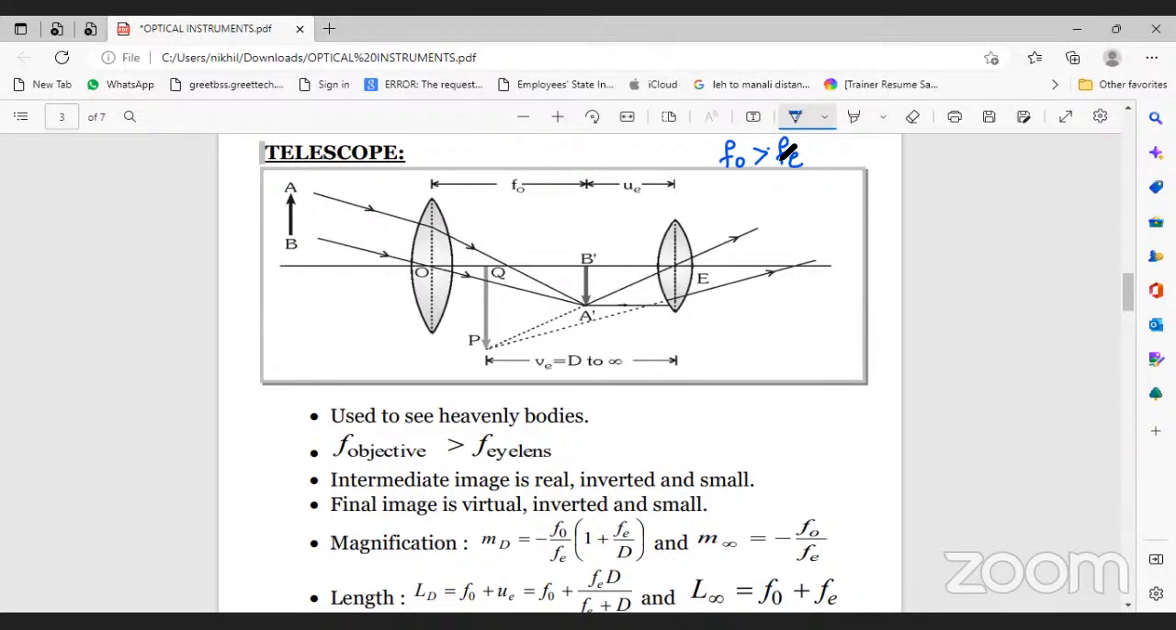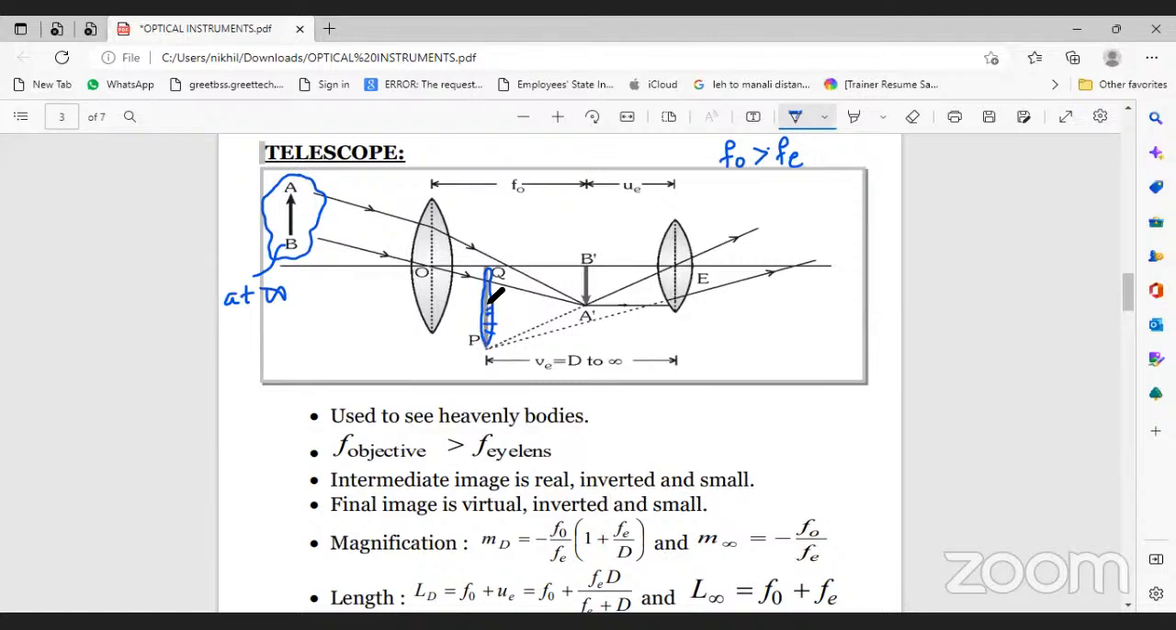So where do you have to place the object? Actually, AB is the object. This object is at infinity, because the telescope is used to see very distant objects. So the object distance should be very, very large. It must be almost at infinity. So whenever the object is placed at infinity, the final image is going to be formed at PQ.